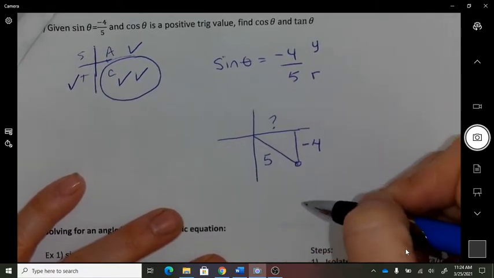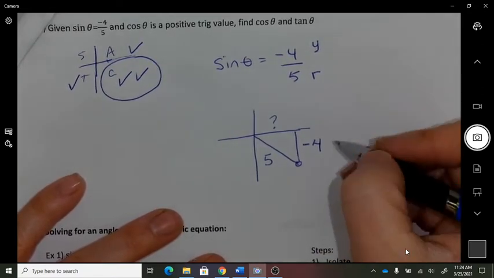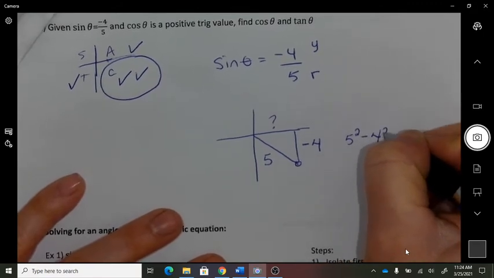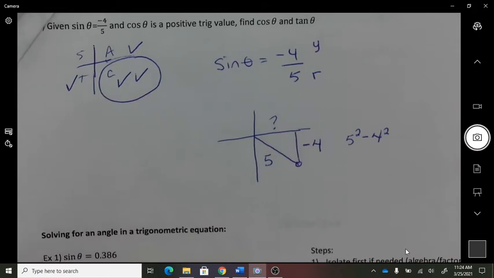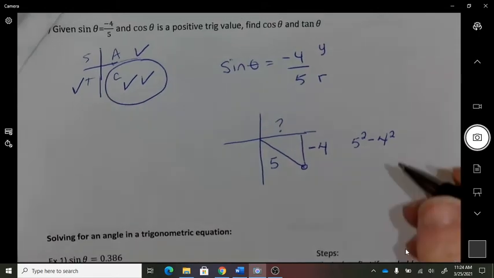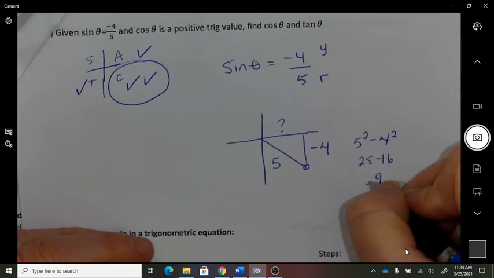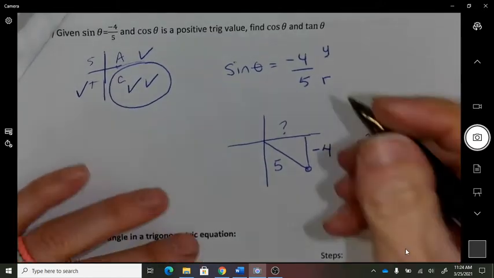So to get this Pythagorean theorem, I'm going to have to go backwards. So 5 squared subtract 4 squared. And we're just doing distances, right? I'm not doing with the negative 4. So 25 subtract 16 is 9. And when I square root that, it comes out to 3.